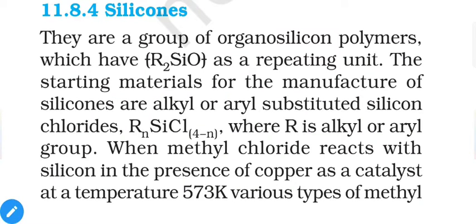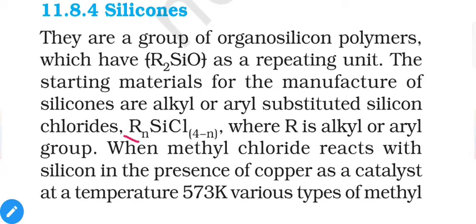The second compound is silicones. They are a group of silicon polymers which have R2SiO as a repeating unit. We can put different types of alkyl and aryl groups in place of R, so we can get different types of silicones. The starting materials for the manufacturing of silicones are alkyl or aryl substituted silicon chlorides, RnSiCl4-n. Now, as we discussed earlier, silicon is a group 14 member, and just like carbon, it has a normal coordination number of 4. That means usually it forms 4 bonds. So the total number of bonds with silicon will be 4.